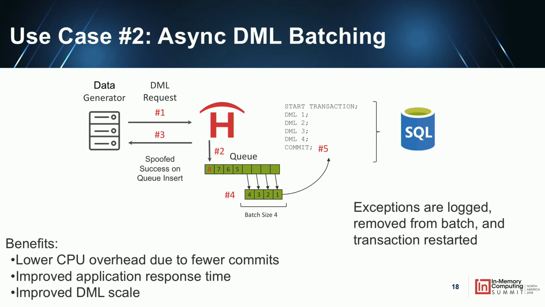Yes? Yeah, so regarding that, how do you all ensure that that's persisting? What if there's a failure after you told the application? Okay, so the question is what happens if even though we told the application that it was successful and we committed it, it didn't write. An exception is going to be logged, it will be removed from the batch, and the transaction will be restarted. That's got to be acceptable for your use case and for your application. That's why I gave the IoT example.